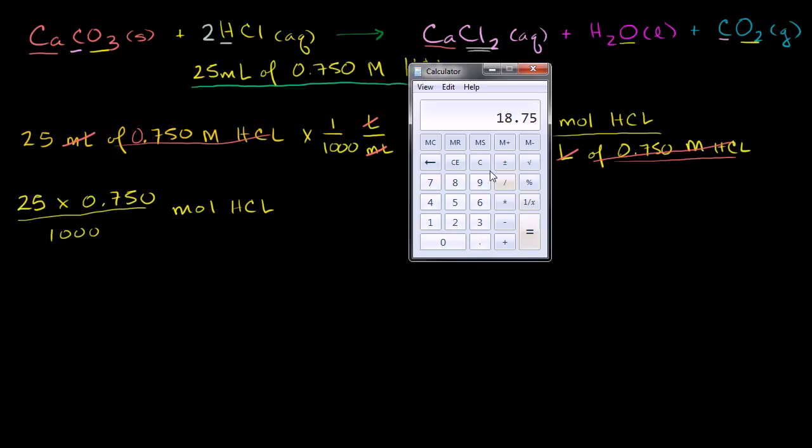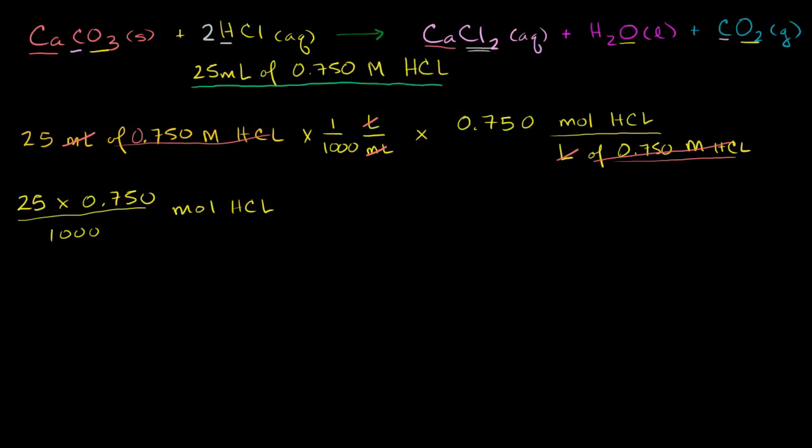So that is, let's see, 25 times 0.75 divided by 1,000, which is equal to 0.01875. So let me write that down. If I want to stick with significant digits, I really don't have any more than 3 significant digits here, so I really shouldn't have any more than 3 here. So I could say 0.0188, rounding it, moles of hydrochloric acid.